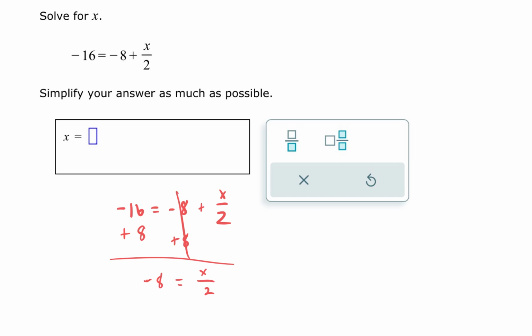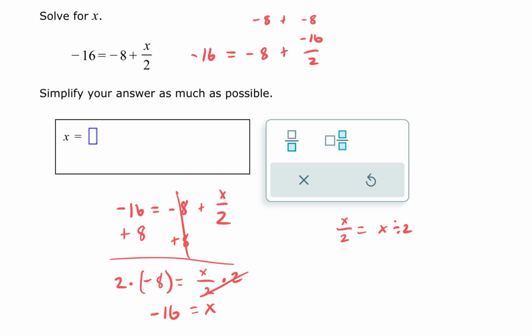And then x over 2 really means the same thing as x divided by 2. So to cancel out dividing by 2, we're going to multiply by 2. That will end up being 1. But we have to multiply by 2 on the left-hand side as well. So I'm going to put parentheses and then put times 2 on the left-hand side. 2 negative 8s is negative 16. So x equals negative 16. I'm going to substitute this back in to check. Negative 16 divided by 2 is equal to negative 8. And then negative 8 plus another negative 8 does equal negative 16. So we've checked. x does equal negative 16.